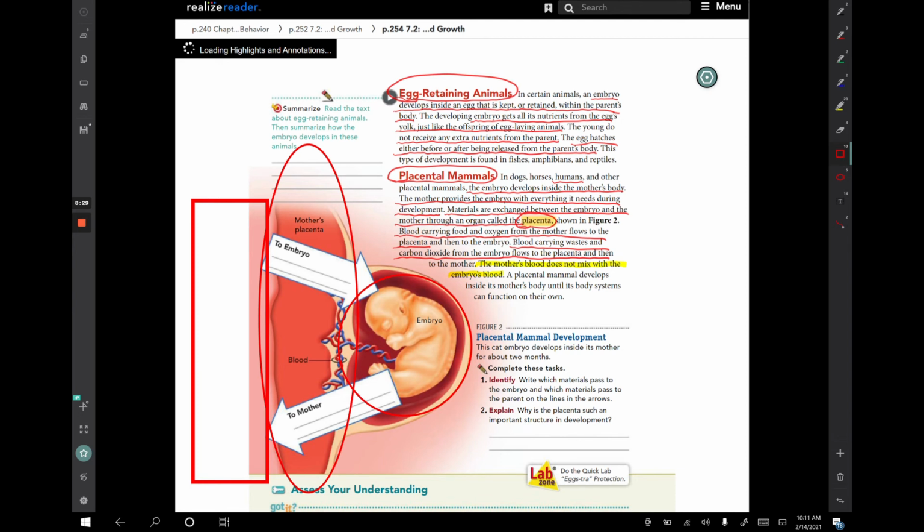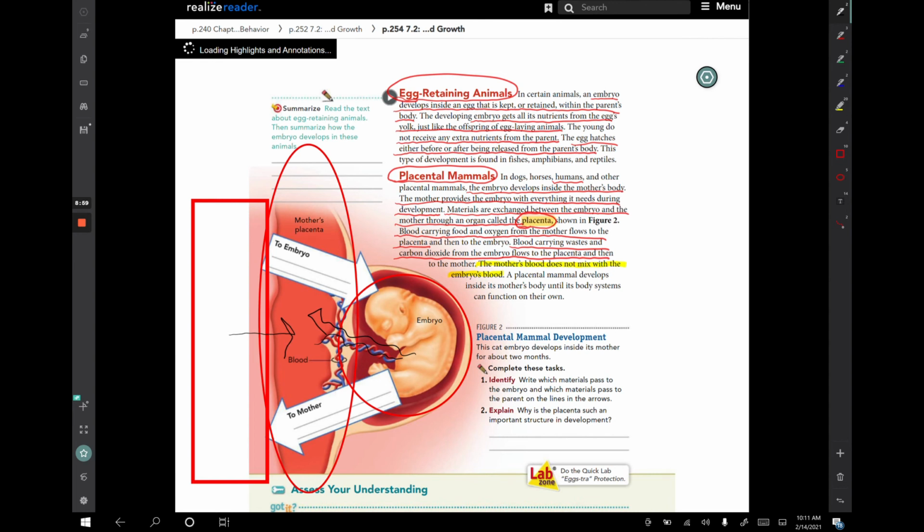So what happens then is that the nutrients and the oxygen will flow from the mother, get into the placenta, and then diffuse into the bloodstream for the embryo. Likewise, any wastes that are produced by the embryo will then flow into the placenta and then pass back through the mother so that she can get rid of the waste products.